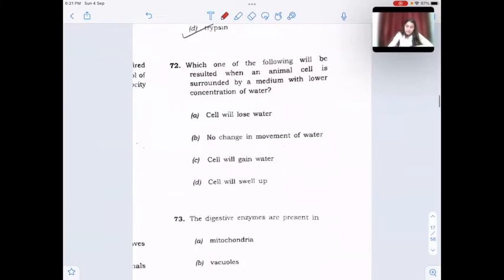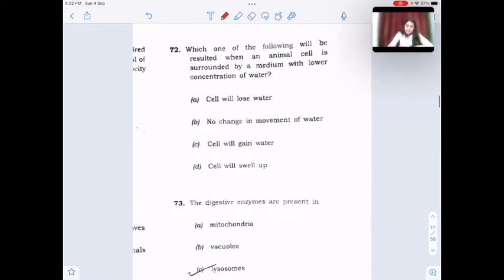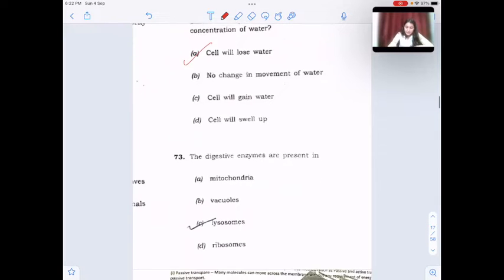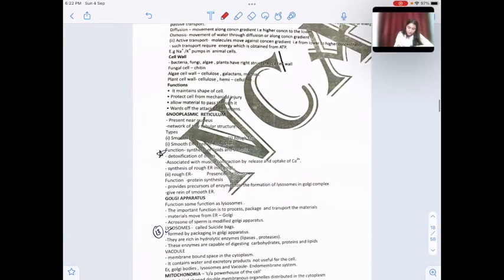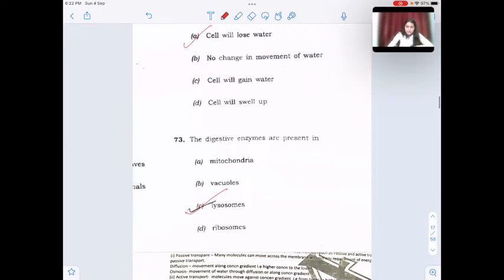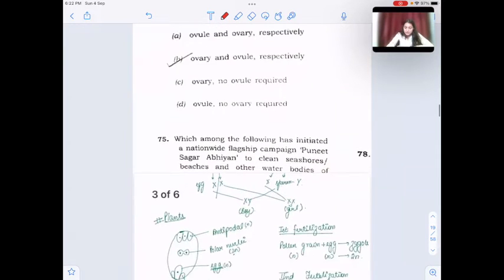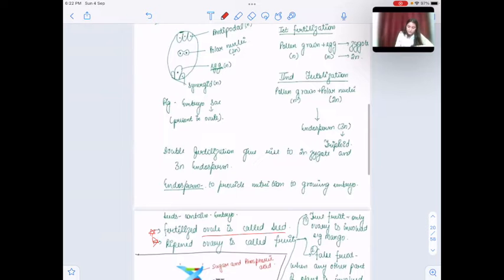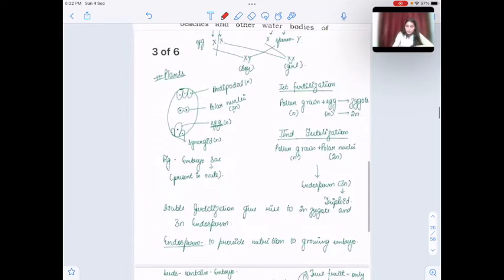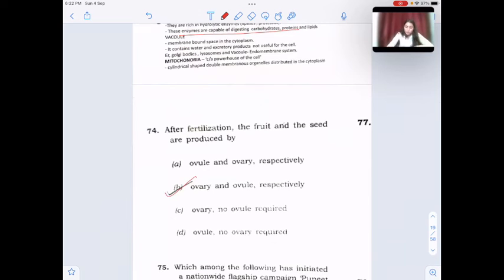Next, which one of the following will result when an animal cell is surrounded by a medium with lower concentration of water? So in this condition, water will move from the cell to the surroundings. So the cell will lose water or the cell will shrink. So option A. The digestive enzymes are present in, very straightforward question, lysosomes. Option C, lysosomes is the answer. After fertilization, the fruit and the seed are produced by, clearly written in notes, fertilized ovule is seed, ripened ovary is fruit. So option B, ovary and ovule respectively.